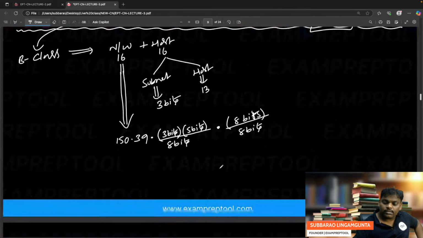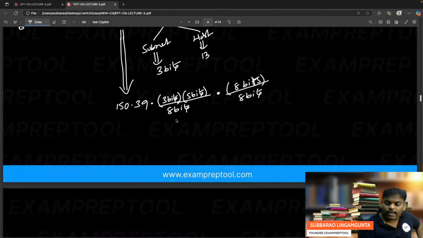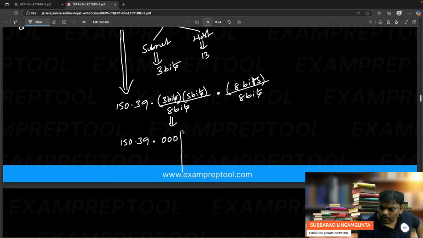Now see the answer. Everyone try to catch it. 150.39, this is fixed. Subnet purpose 3 bits. See this one, subnet 000. But the remaining, if you observe, how many bits are there? Here 5 bits, followed by 8 bits. Here 8 bits.